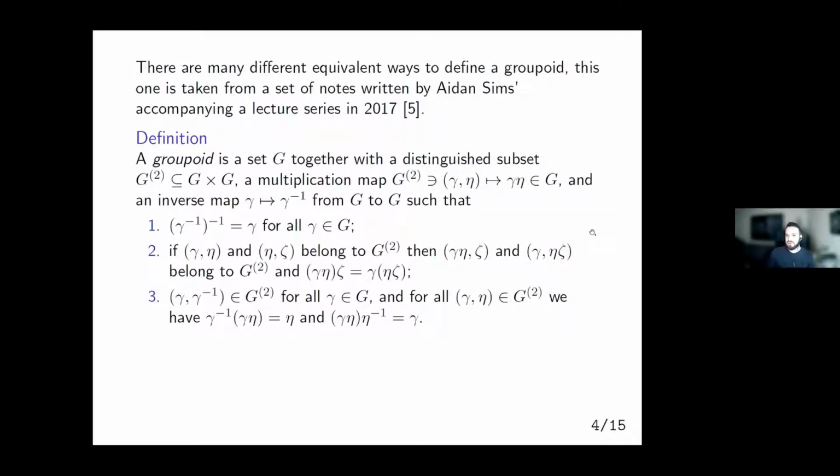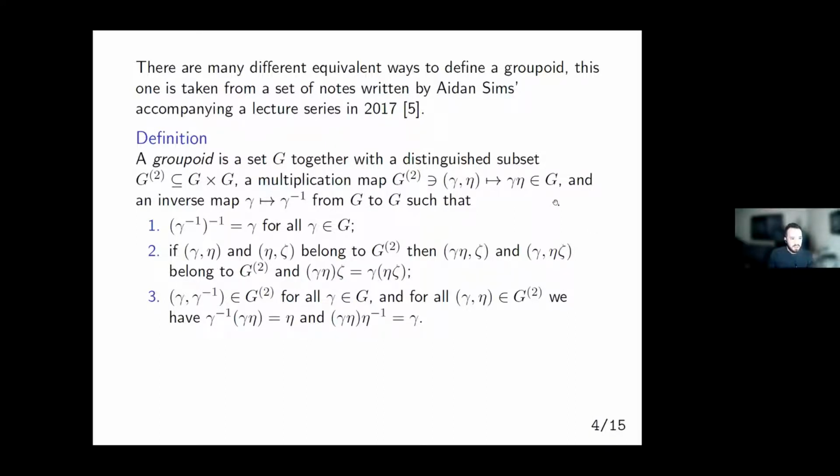There are a couple of different equivalent ways to define a groupoid, and the definition I've taken is from some notes written by Aidan Sims accompanying a lecture series back in 2017, and this is the definition that looks most similar to what the definition of a group is. Before I get into this definition, if anyone has any questions at any point, just feel free to interrupt me. I would love to answer questions. I would rather talk about something that people are interested in than just ramble on and have people get bored, possibly.